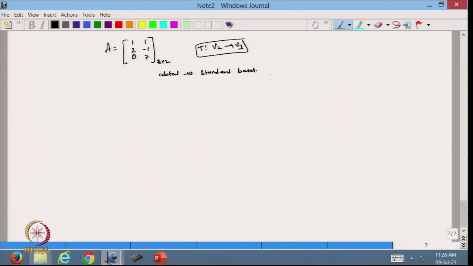This type of thing we will do in the next lecture. So, we will stop here. In today's lecture we have defined how, for a given linear transformation, we can find a matrix corresponding to the linear transformation related to the given basis, and in the coming lecture we will continue with this.